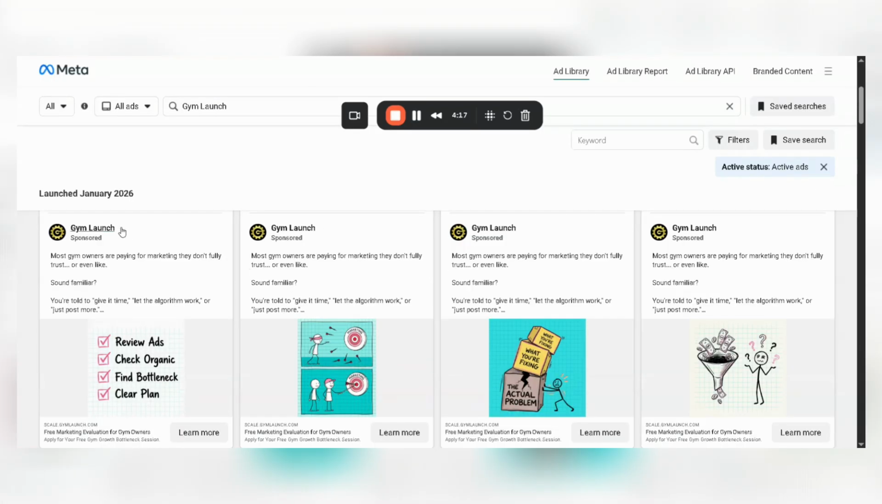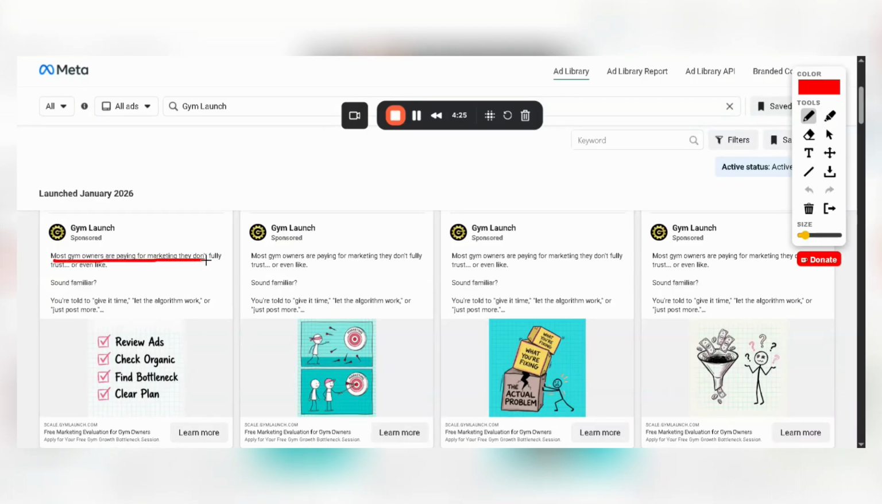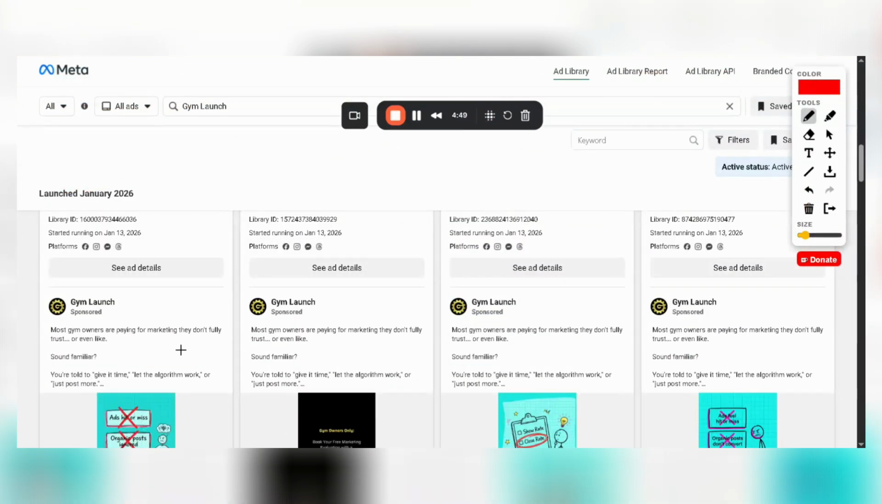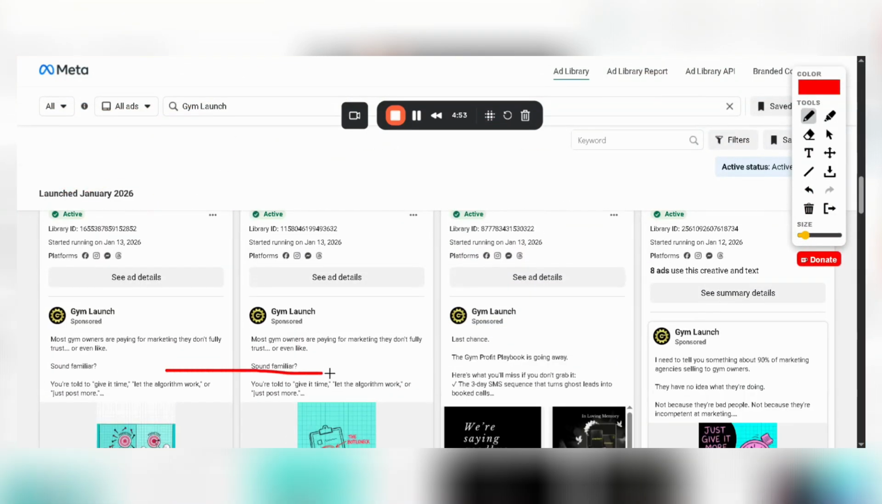Okay, then we have Gym Launch, another Alex Hormozi company, and we will do the exact same thing here. "Most gym owners are paying for marketing they don't fully trust or even like." Remember this? This is the hook. Now, same hook, same copy, same copy. These are the first, the next four, the next two.